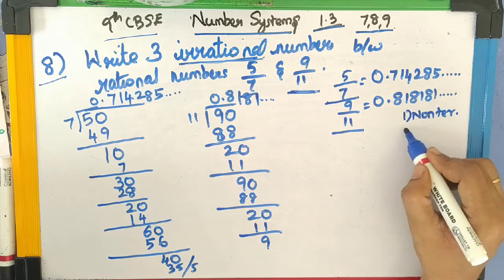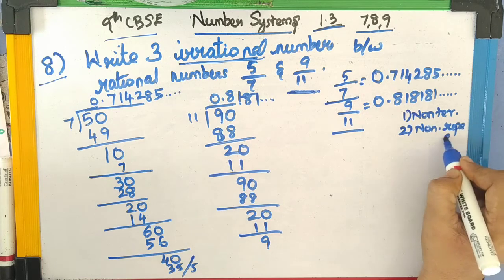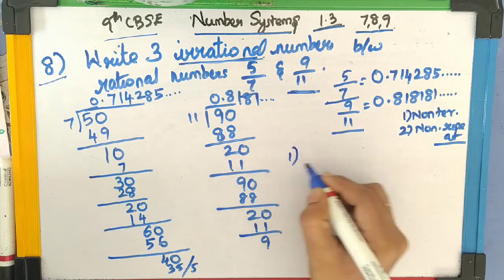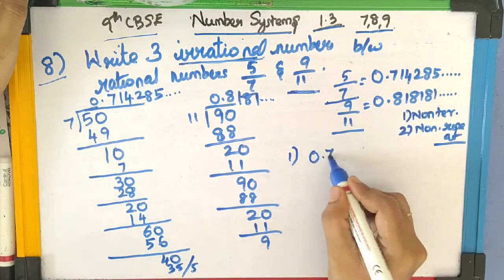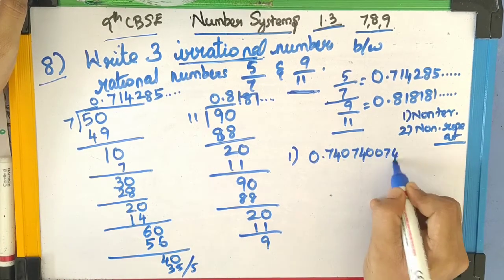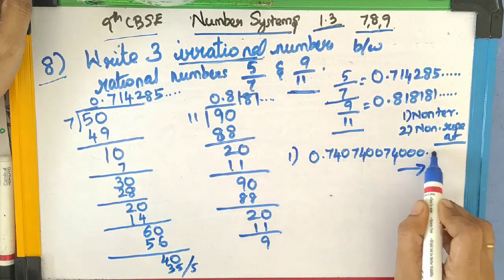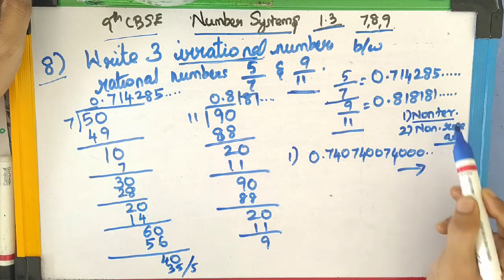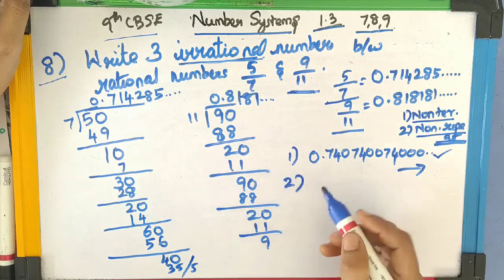The irrational number should satisfy two conditions: the number should not terminate and the number should not repeat itself. We can write any numbers. Say after 0.714 we can write any number like 0.740, 7400, 74000. So here this is non-terminating and non-repeating. See, any number, it is not repeating.